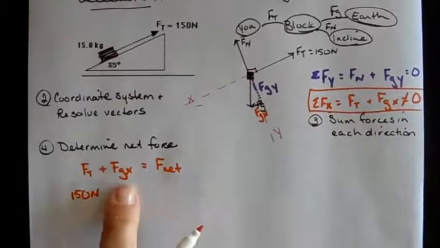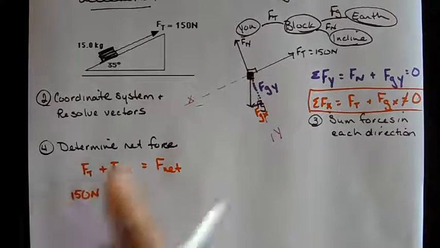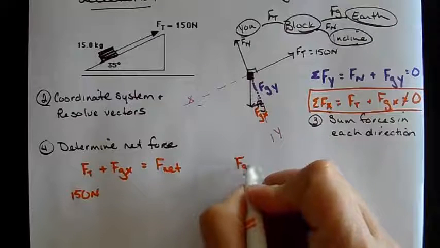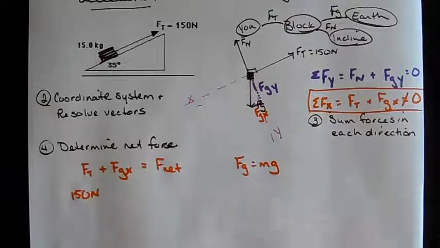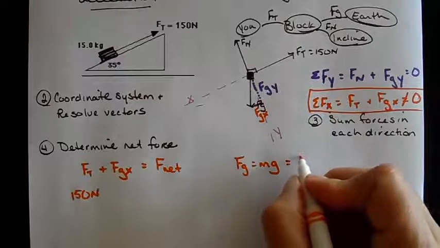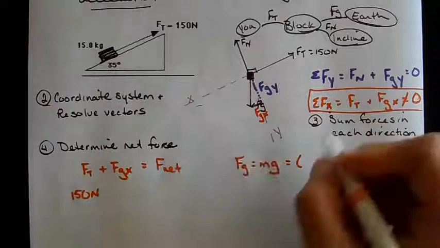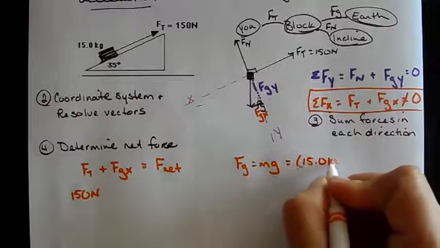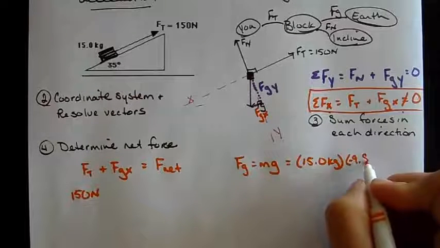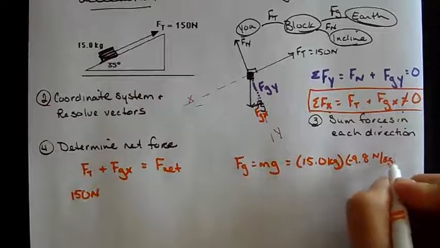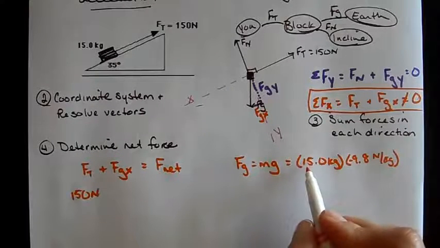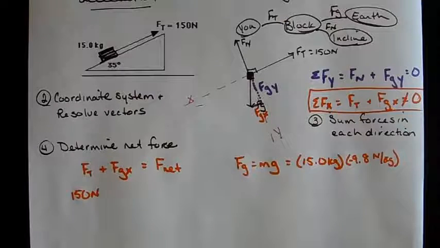And we can find our x component. We can find gravity, right? We can always find gravity. Gravity is mass times the gravitational constant. So we can always find this. So mass is, what is mass? Mass is 15 kilograms. And we're going to multiply that by 9.8 newtons per kilogram, which is a negative. So let's do the math.